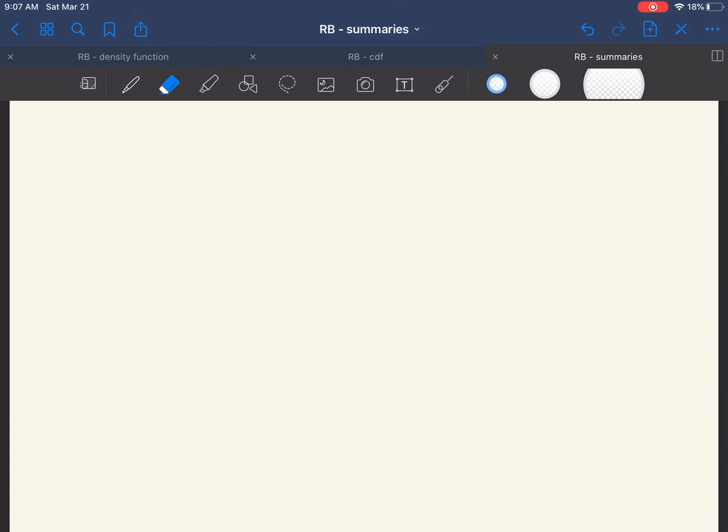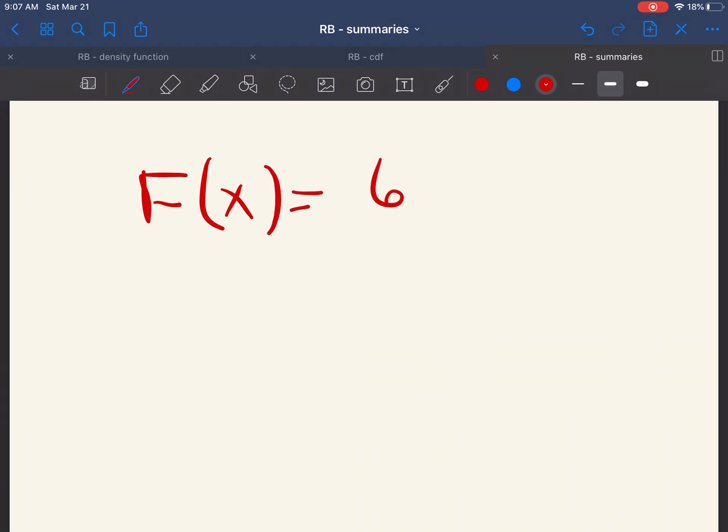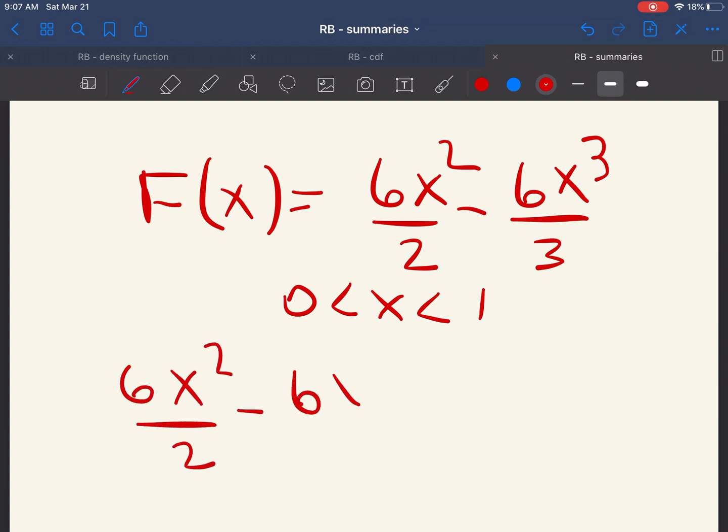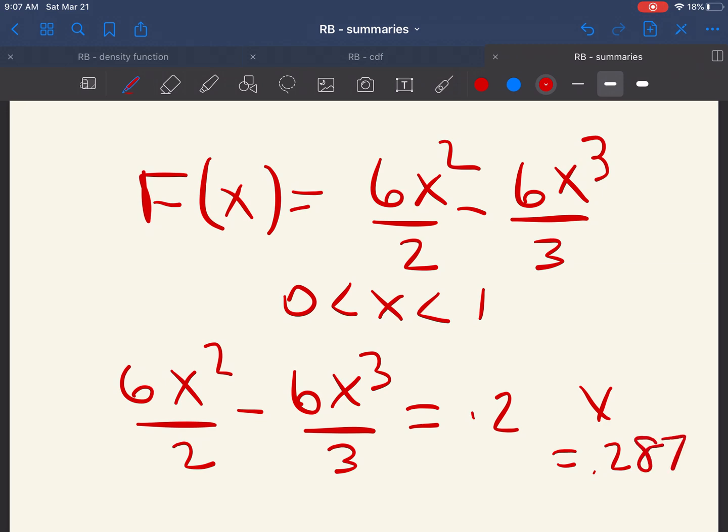So we already know from previous work that the CDF function is given by F(x) equals 6x squared over 2 minus 6x cubed over 3, for values of x between 0 and 1. So basically what we want to do is solve the equation 6x squared over 2 minus 6x cubed over 3 equal to 0.2. That's a difficult thing to solve, but numerically you can find that the value of x turns out to be 0.287. That value is the 20th percentile.